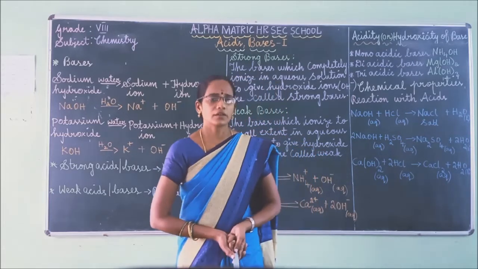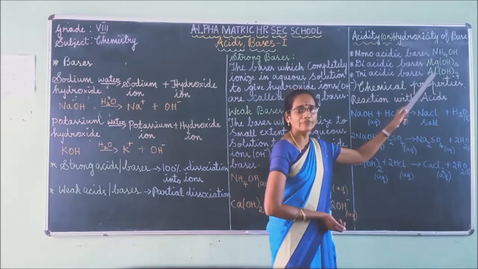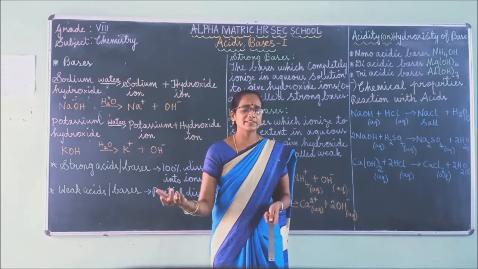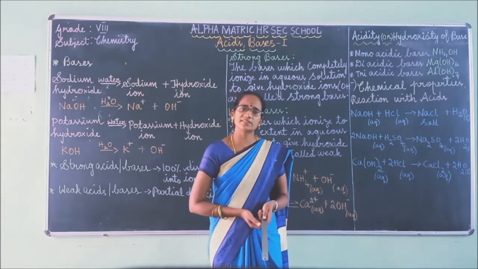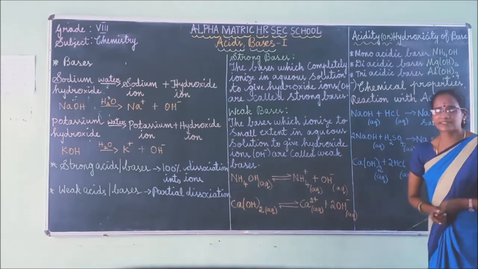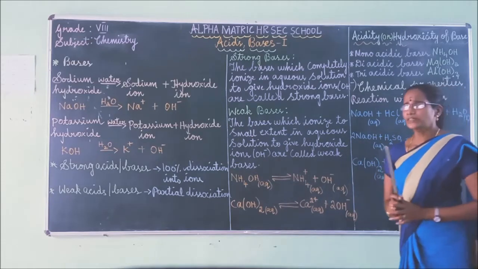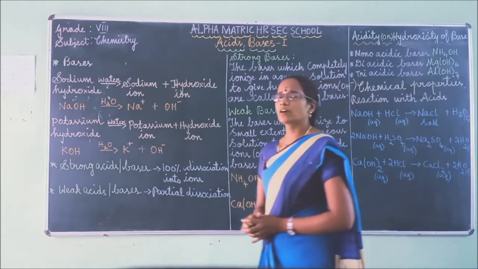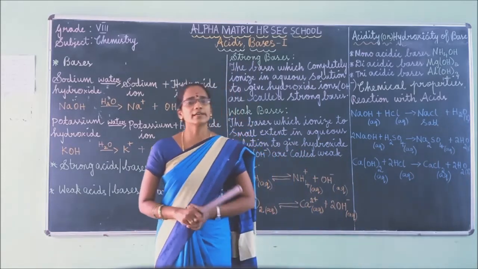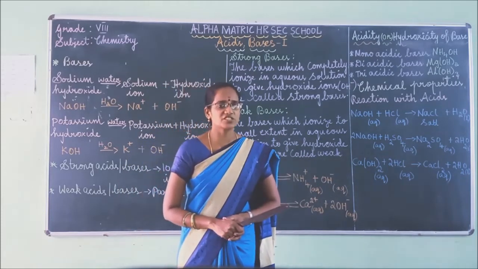Got it, children? Right. So next we can move to the chemical properties of bases: reaction with acids, metallic oxides, non-metallic oxides, like that. First let me discuss the reaction with acids. Actually this is a neutralization reaction, because when a base reacts with an acid, it produces salt, along with that water is formed. So it is a neutralization reaction.